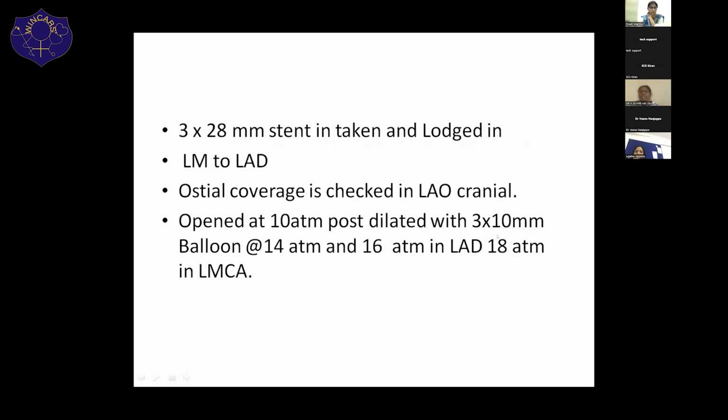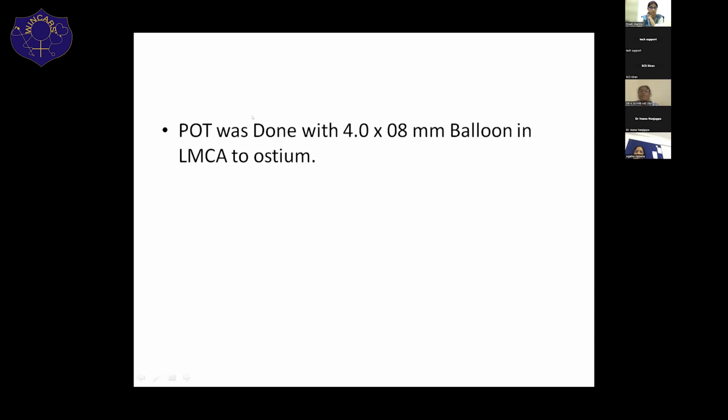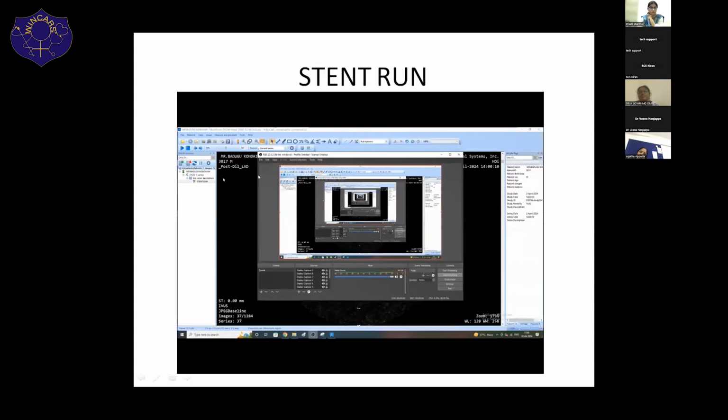We post-dilated with a 3x10 mm balloon at 14 atmospheres in the LAD, 16 atmospheres in the proximal LAD, and 18 atmospheres in the LMCA. Later we did POT with a 4x8 mm balloon in the LMCA ostium.